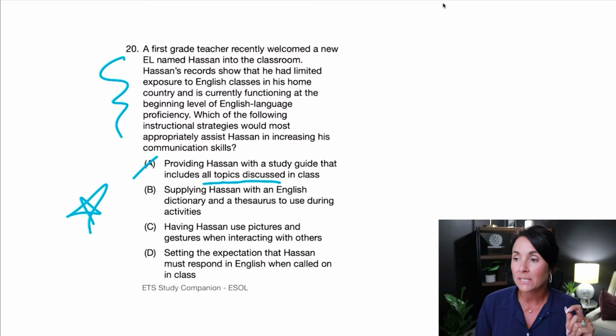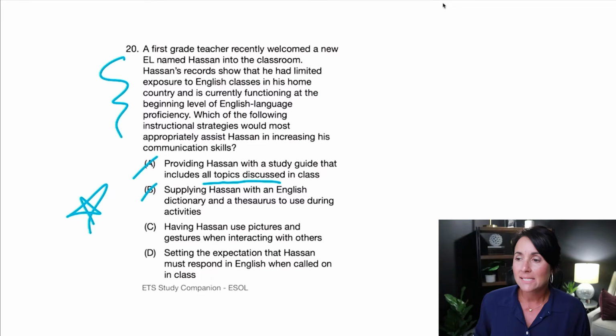Don't love it. B. Supply Hassan with an English dictionary and a thesaurus to use during activities. Okay, we definitely use those things when we're teaching English language learners, but can you just see Hassan fumbling around with a thesaurus while he's trying to interact with his peers? I think B is kind of out unless something else happens in the question, but I'm going to cross it off.